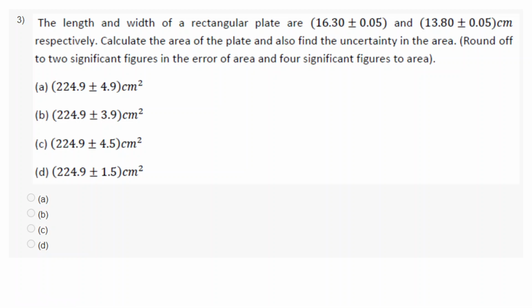The length and width of a rectangular plate are this. So we are given length as 16.30 plus minus 0.05 centimeter. Okay, this should also be centimeter. They missed it right here it seems. Okay, so we have been given the actual value and the error in it. How the error is coming, we do not need to think much about it, but this is the given value. So this is the value for length.